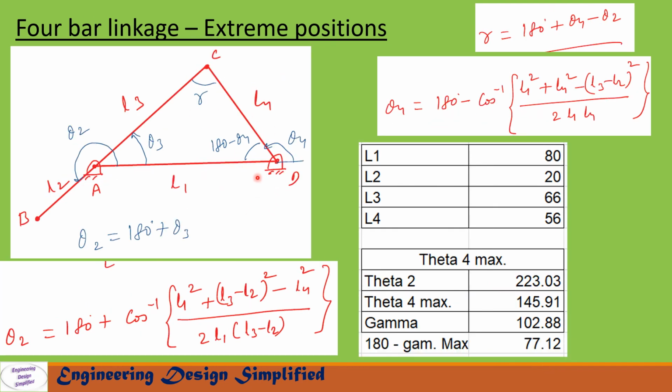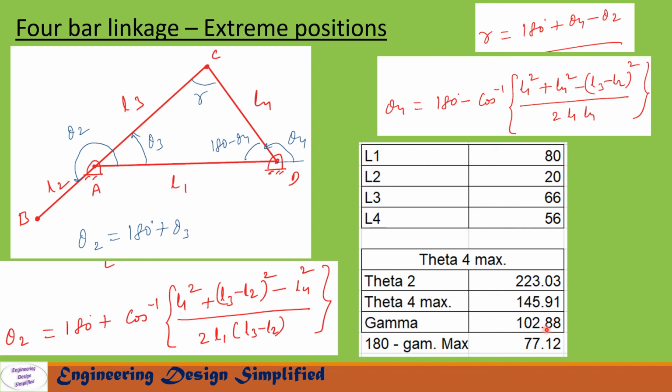Now in this position let us see the same problem. Here theta 2 is found using this equation. Theta 2 is 223.03 degrees. So theta 3 is theta 2 minus 180 degrees, so we can find that. And theta 4 max, that is theta 4 is maximum at this position, is found using this equation, that is 145.91 degrees. In this position gamma is found using this equation.